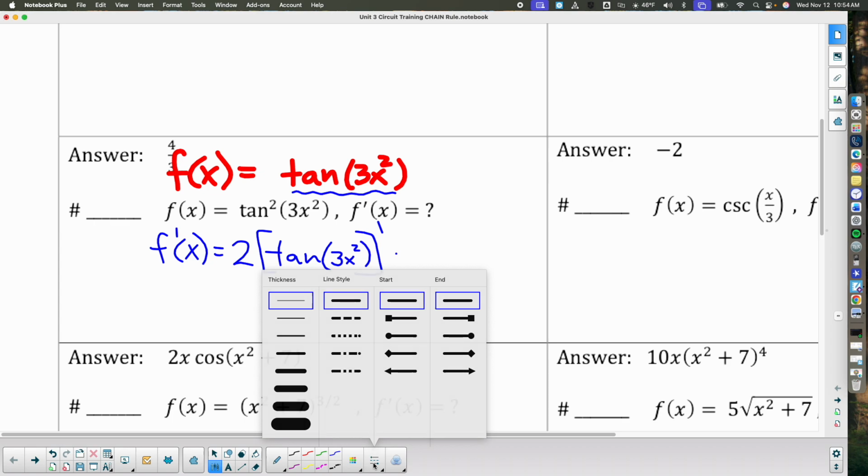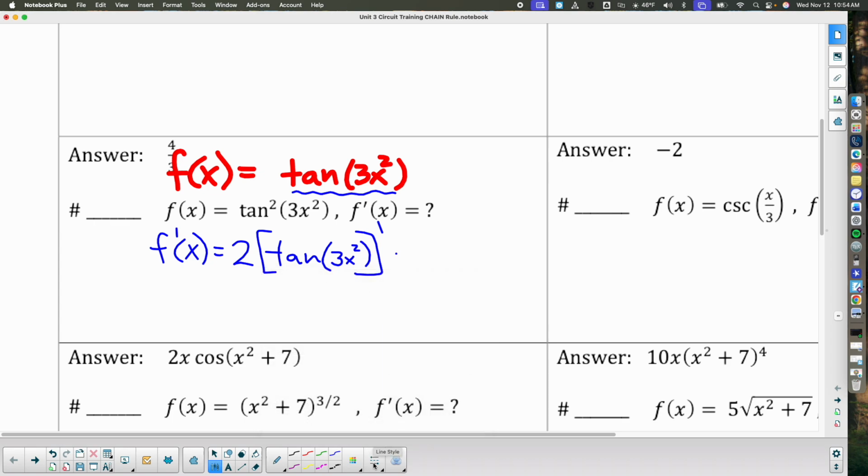The reason that matters is the derivative of tangent of 3x, this is now the inside, tangent is now the outside. So I do the derivative of the outside, which is secant squared of the angle, I don't ever change the angle, times the derivative of the inside, which would be 3. Now, it is technically possible that the inside of the angle could have its own chain rule, but I don't recall ever seeing a triple chain rule on the AP test.